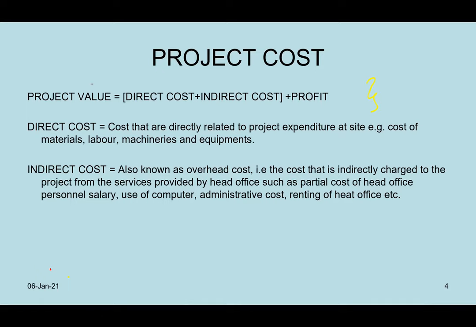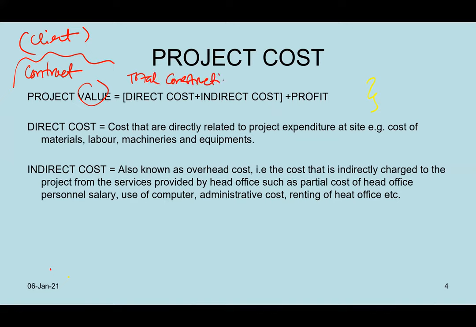First thing first, project value, or I can say contract value. Contract value is the one that you are getting from the client. So basically, this is from the client. The client will pay you. We call it contract value. And then this is direct cost plus indirect cost. I would say total construction cost is equivalent to direct cost plus indirect cost.